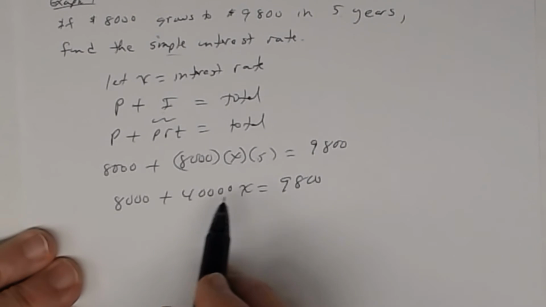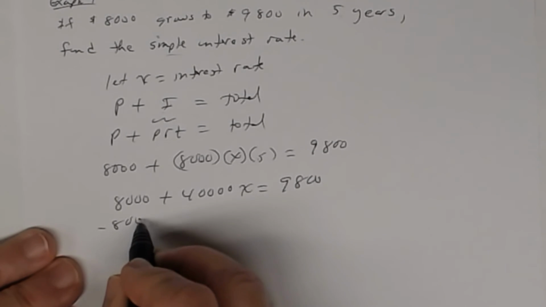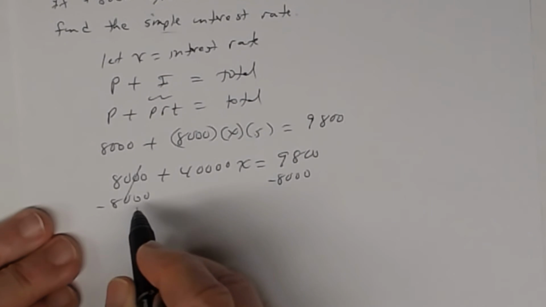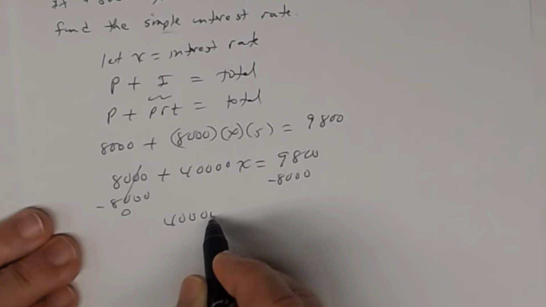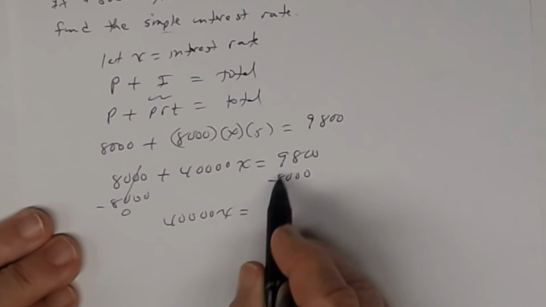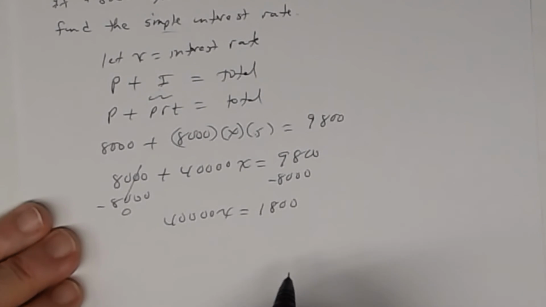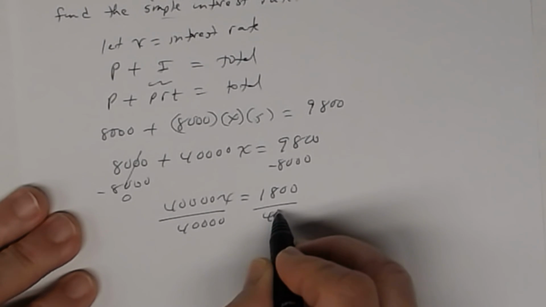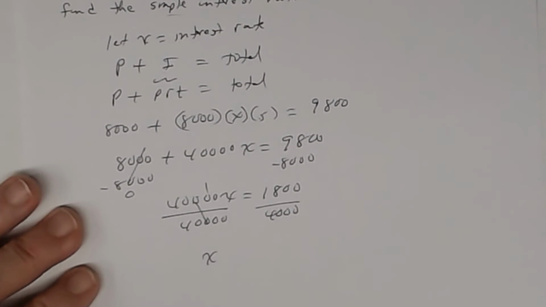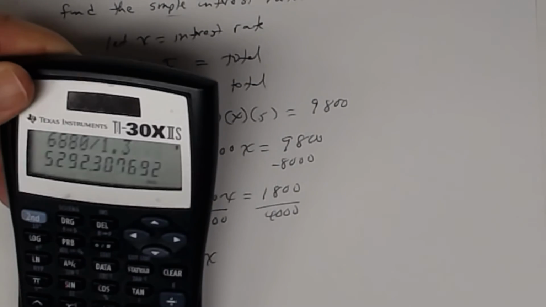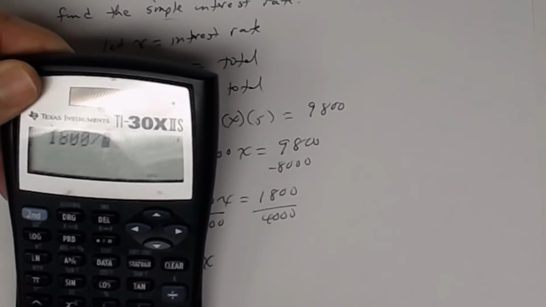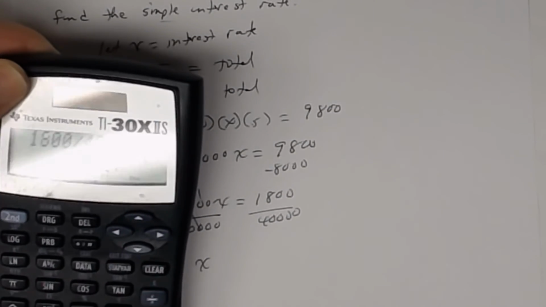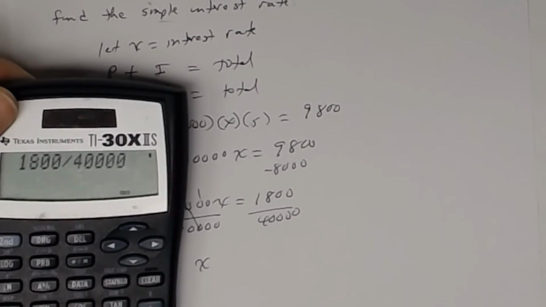So what we've got to do is bring this 8,000 to the other side. So I'm going to subtract 8,000 from both sides. Remember, what you do to one side, you do to the other. So when I combine like terms, I get 40,000x equals 1,880. And then to get x by itself, you can divide both sides by 40,000. You get 1,880 divided by 40,000. Make sure you put enough zeros.